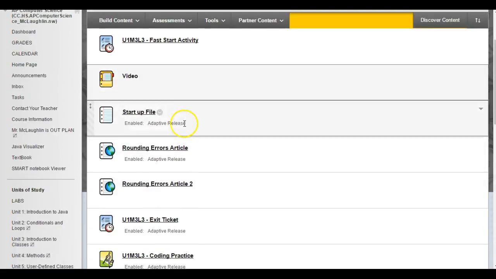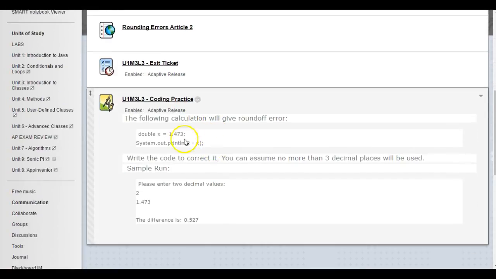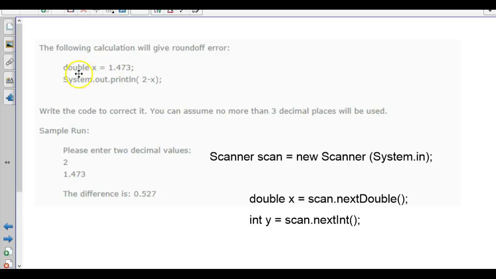Once you're done going through those articles, I want you to dive into the exit ticket and give that a shot. Once you've completed the exit ticket, go ahead and do this coding practice. So in this assignment, it takes a double, 1.473, and does a calculation, but this will produce a round-off error, so you need to write code to correct it. Assume no more than 3 decimal places will be used. Here's a sample run, and it should print out the correct result.